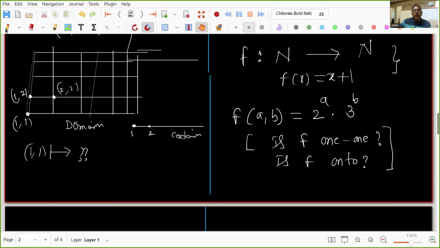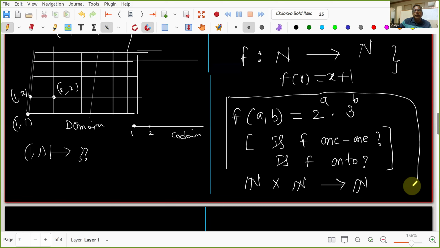Again, the map is from N cross N to N only. Okay? N cross N to N, right? This question is a little different from the earlier one. Somebody raised a hand? No? You have a doubt about what the domain is, right? Now I have written it clearly: N cross N to N.